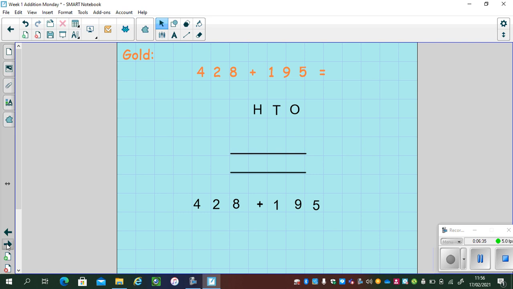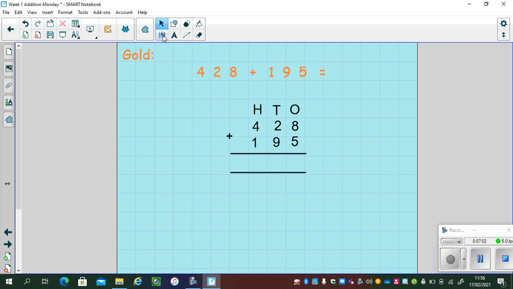Okay, excellent. Now I've got another example of a gold here, because if you're going for gold today, you may be asked to do 3-digit numbers. 428 add 195. Our first job is to lay out our column addition method correctly. 428 is 8 ones, 2 tens, 4 hundreds. The add symbol goes at the side. 195: 5 ones, 9 tens, 1 hundred.